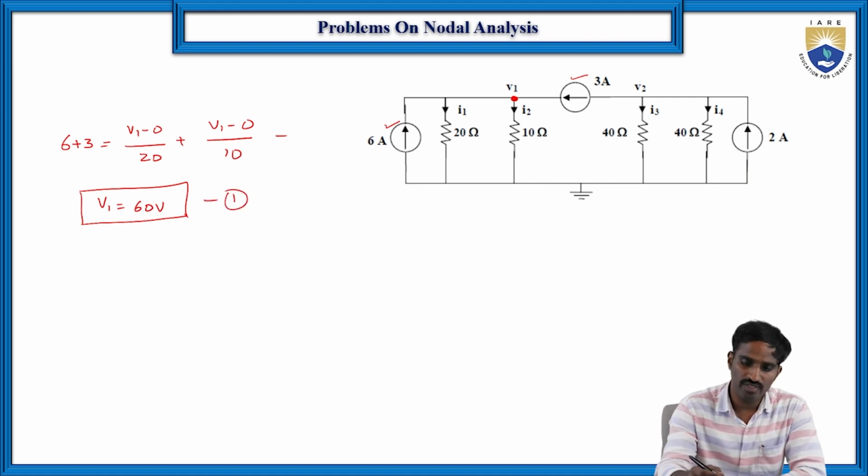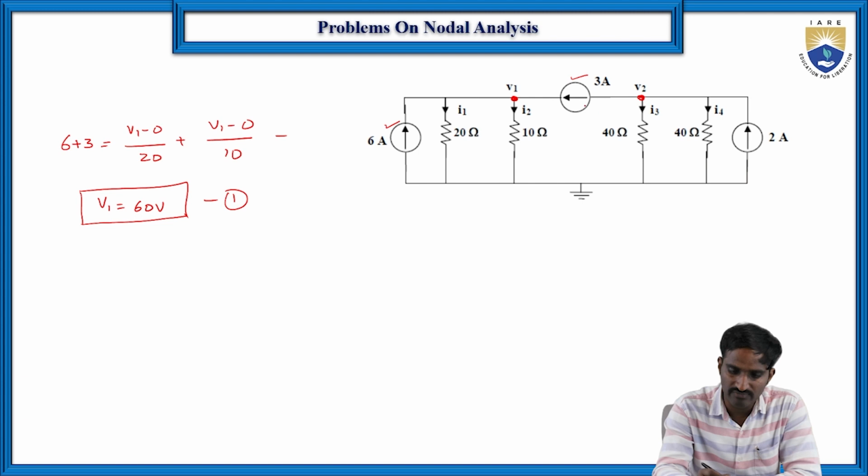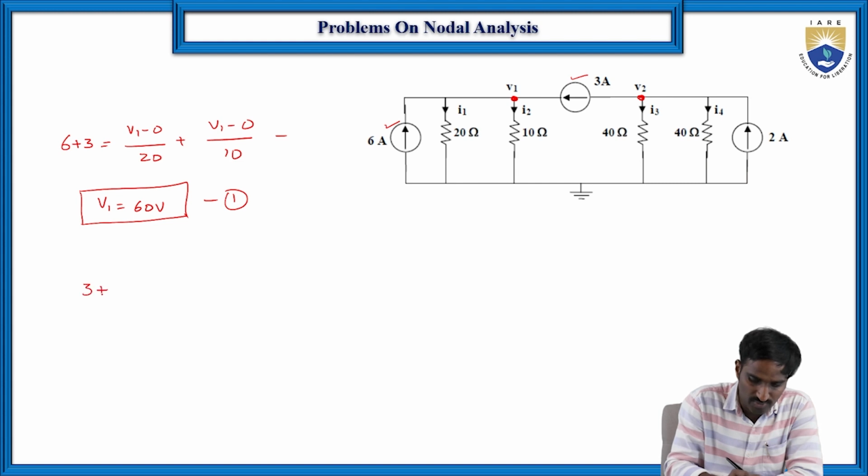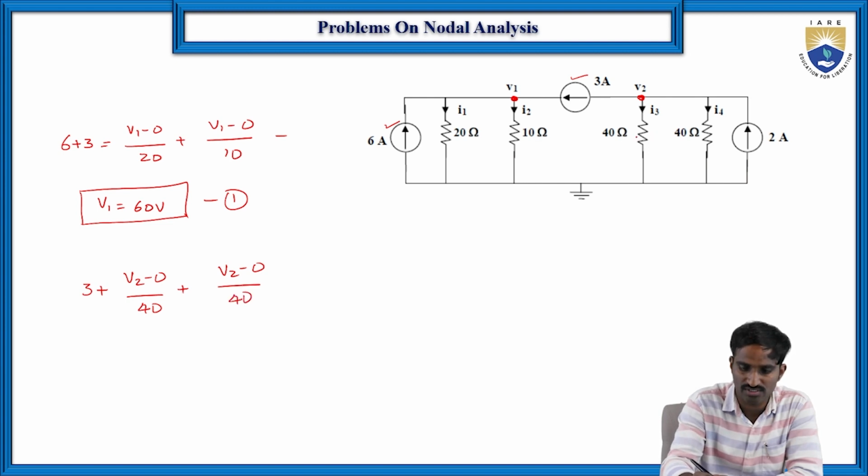Now we are going to apply the nodal analysis at this particular node V2. Here again, what are the leaving currents? These 3 are leaving and 1 is the entering current. So first let us write the leaving current equations. So here 3 plus (V2 minus 0) by 40 plus (V2 minus 0) by 40 again, because here the 240 ohms resistors is there.